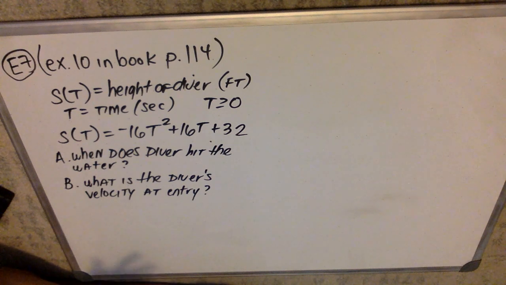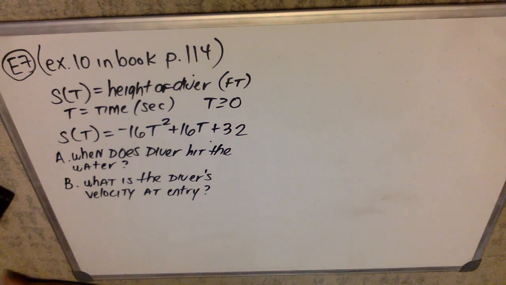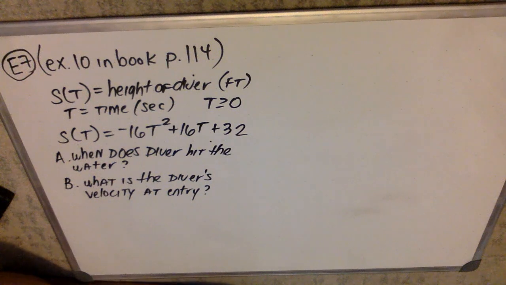So for our example 7, we're actually going to walk through what is listed as example 10 in your book on page 114. I'm going to read you the example, but I wrote down the highlights that we need here. At time t equals 0, a diver jumps from a diving platform that is 32 feet above the water. There's a figure in the book, but you don't really need to see it. There's a platform, the diver jumps straight down.